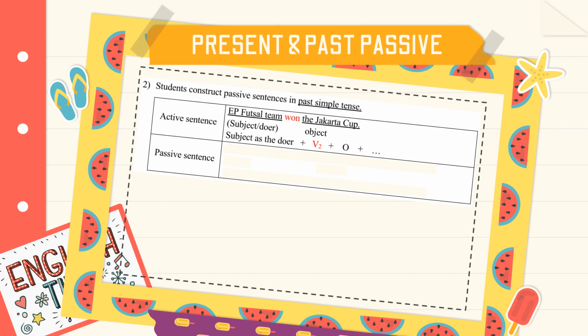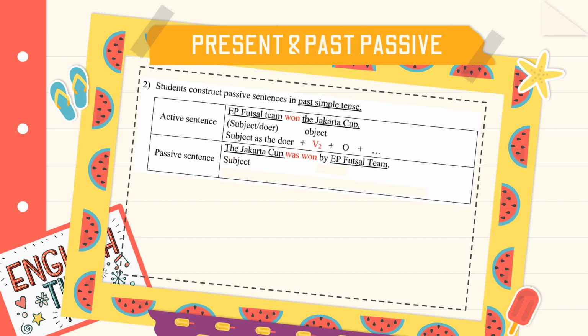Now, how do you change it into a passive sentence? First, you must find the object of the active sentence, which is the Jakarta Cup. So you put the Jakarta Cup as the first words of the passive sentence. So you say, the Jakarta Cup was won by EP Futsal Team. Why was? Because there is only one Jakarta Cup. What if there are more than one? You use were instead of was.